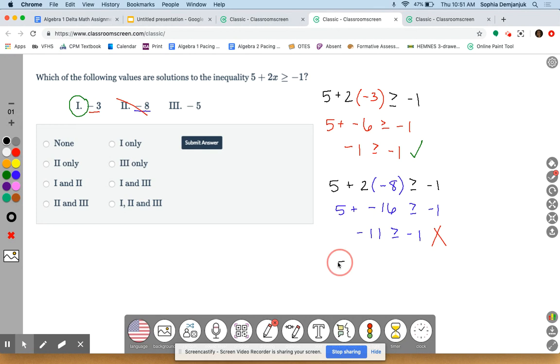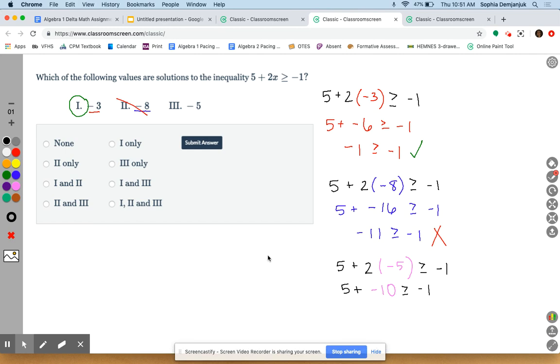And I need to try my last option, 5 plus 2 times, I need to substitute in -5, greater than or equal to -1. 2 times -5 gives me -10. Bring down the 5 plus, bring down the greater than -1. Still simplifying, I have 5 plus a -10, which gives me -5, is greater than or equal to -1. -5 again is more to the left of my number line. It's smaller than -1, so this as well does not work. So 1 was my only option that works. I'll bubble in 1 only and submit my answer.